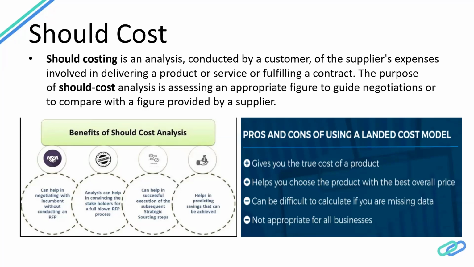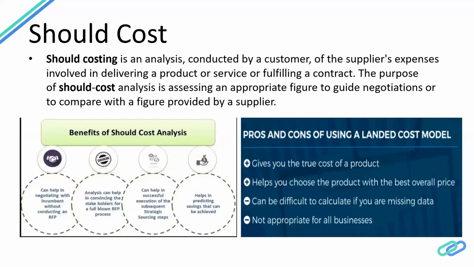Definitely when we do anything, we will have pros and cons. So on the right hand side, I'm just listing some pros and cons. It gives you the true cost of a product and helps you choose the product with the best overall price. These are the advantages. The disadvantages: it can be difficult to calculate if we are missing data. When we do costing we need a lot of data. In the next couple of slides I'm going to touch base on that. And it's not appropriate for all businesses.